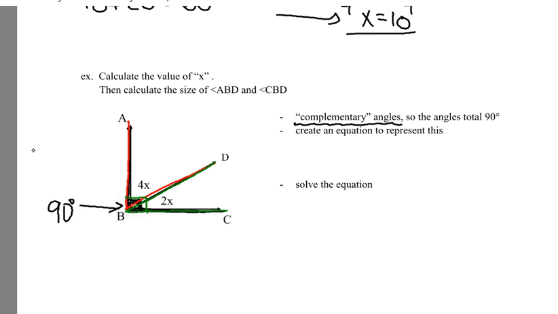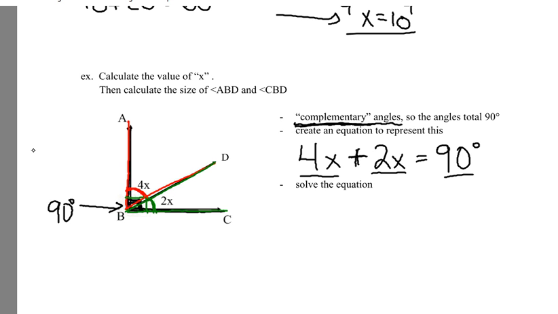So how can I create the equation? Well, we know that this first angle, ABD, along with the second angle, DBC, has to be 90 degrees. So the angle that's 4x plus the angle that's identified as 2x has to be 90 degrees when they're combined. First angle plus the second angle totals 90 because they're complementary. So now we can solve the equation.